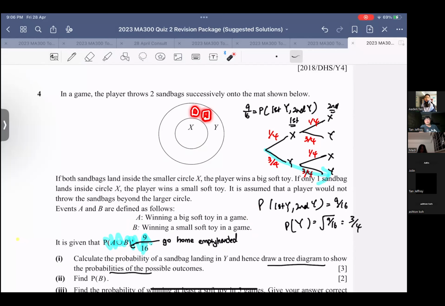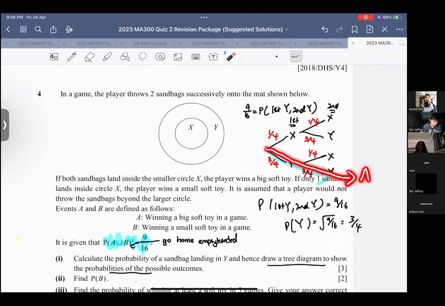So if both land in the donut, that will mean you're landing the first in Y and the second in Y. First in Y, second in Y, that will give you 9/16. So A union B prime is just basically the first landing in Y, the second also landing in Y. Is that okay for you? Yeah. So the fact is both probabilities are actually the same. So without further ado, the probability of Y is just the square root of 9/16, because it's 3/4 times 3/4.